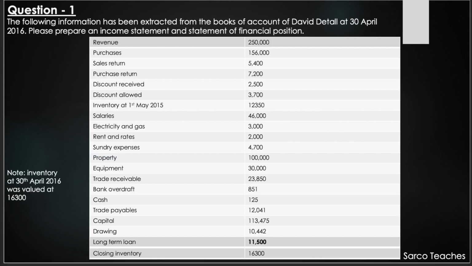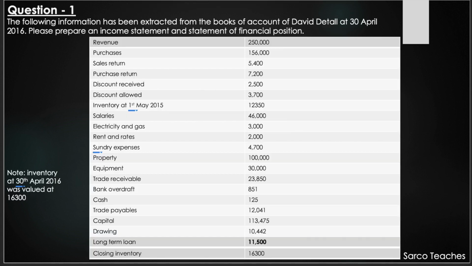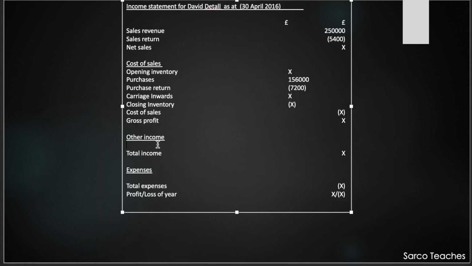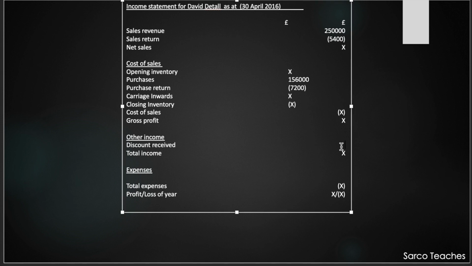The next one is purchase return. Purchase return is 7,200. Okay, so the next one is discount received. Some people get confused with this. They don't know what it means. Discount received is when you receive a discount. So if you put a discount onto something, you will pay less. That means you are left with more money, which makes it income.